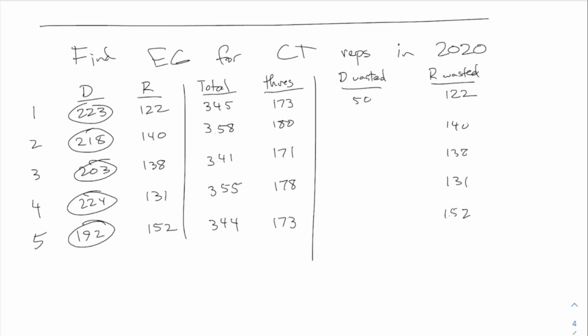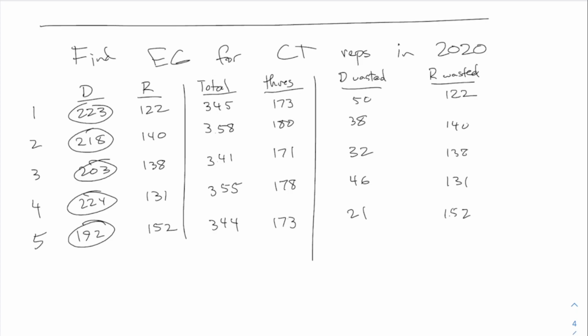All right. How many did the D's waste in the other settings? So here I have 218 versus 180. If you're using a calculator, you go 218 minus 180, which is 38, I think. Here I have 203 minus 171, which I believe is 32. Here I have 224 minus 178 is 46, I think. And then finally 192 minus 173 is 21.